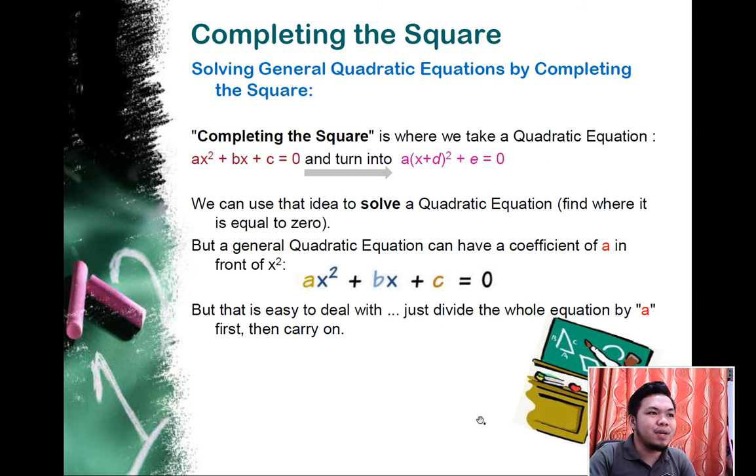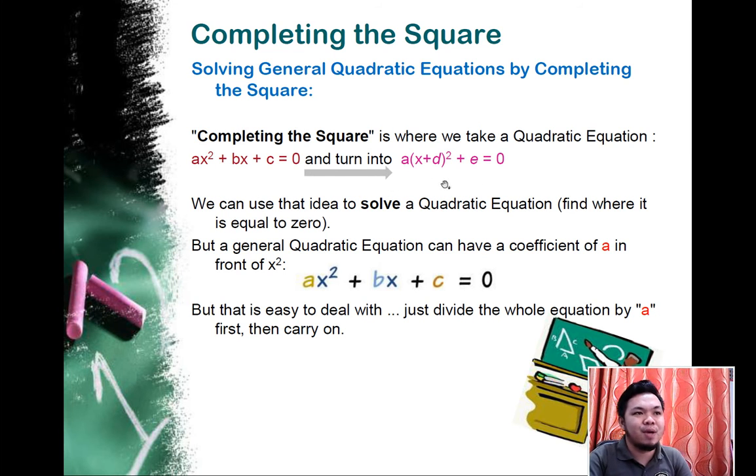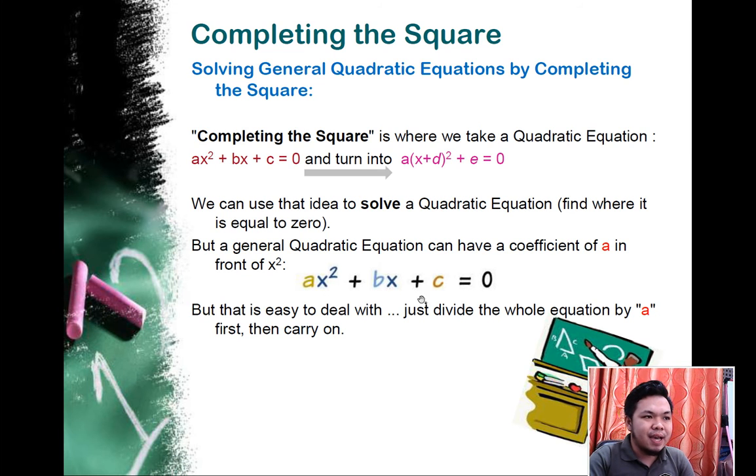Then, completing the square naman. So, sa completing the square, it's where we take the quadratic equation, ax squared plus bx plus c is equal to 0, and turn into ganyan pong equation: a times x plus d squared plus e is equal to 0. We can use the idea to solve a quadratic equation, find where it is equal to 0. So, ito po yung example niya.